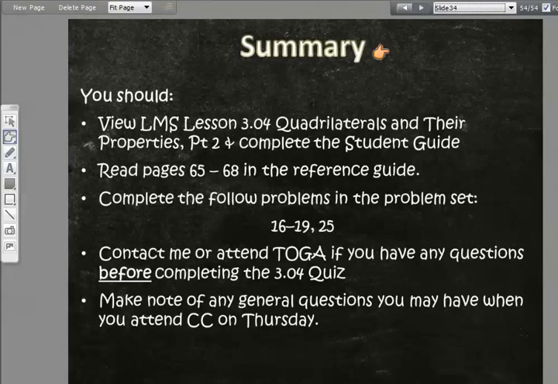You need to go through and read the LMS because it's got a little bit more information than I gave you in the video. I just hit the highlights. Please complete the student guide. That's going to be the notes you can use for your test. Be sure to read 65 through 68 in your reference guide and work these problems in your problem set because they're just like the examples I just showed you. Almost all of them are. And please contact me or attend TOGA before you try to attempt the quiz if you've got any questions. And that's it for quadrilaterals and their properties. Thanks.